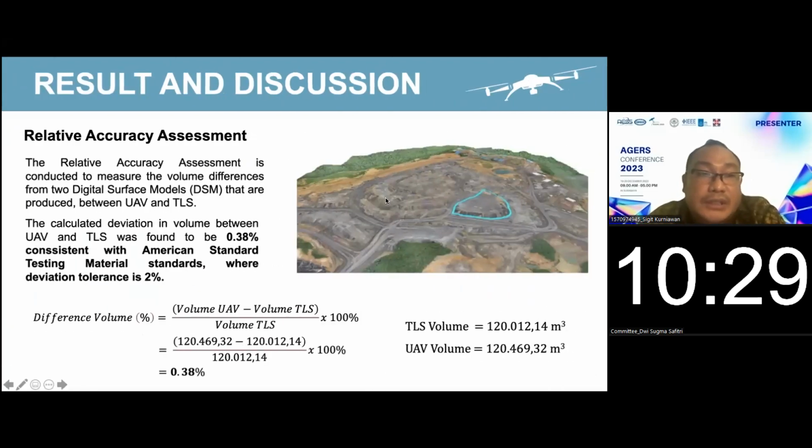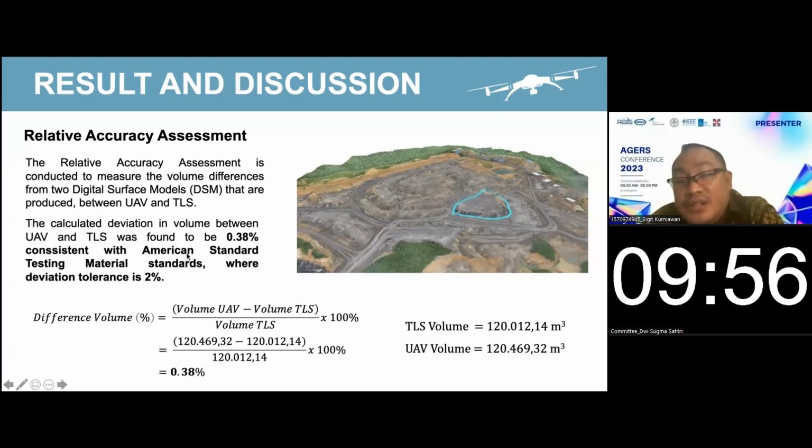And the relative accuracy assessment is conducted to measure the volume difference from two DSMs that are produced using UAV and TLS measurement. The calculated deviation in volume between UAV and TLS was found to be 0.38%. That means it is consistent with the ASTM standard, where the deviation tolerance is 2%.